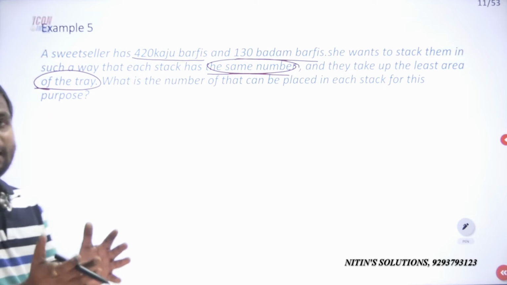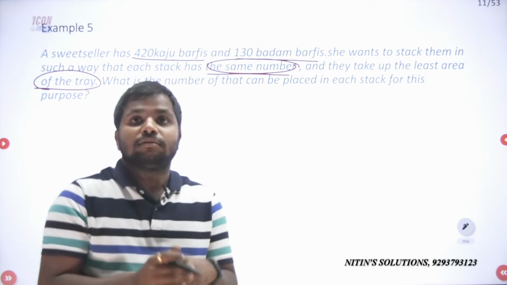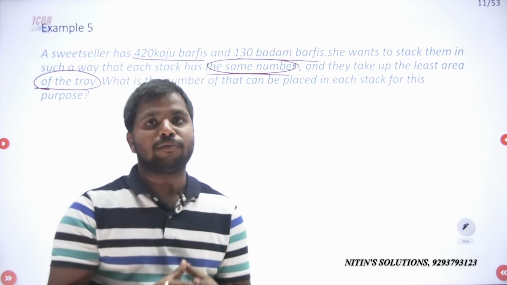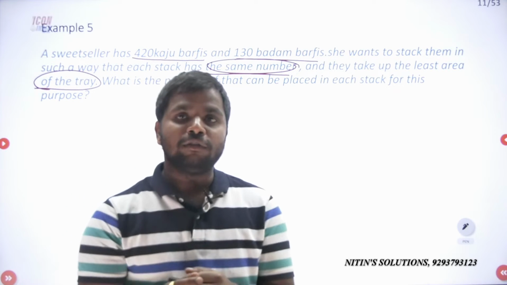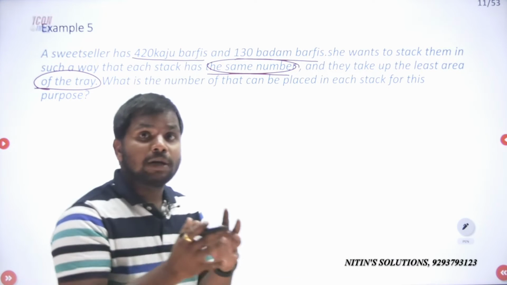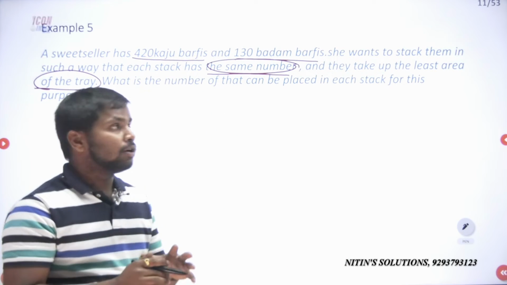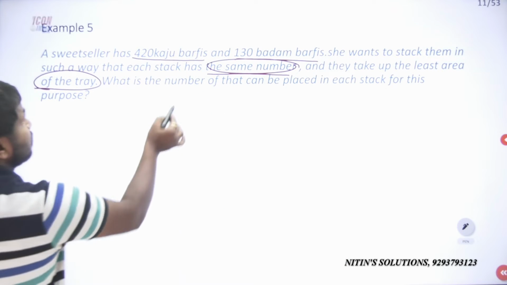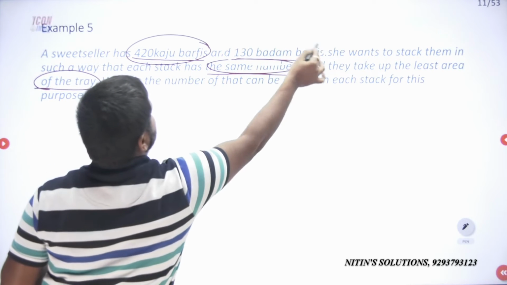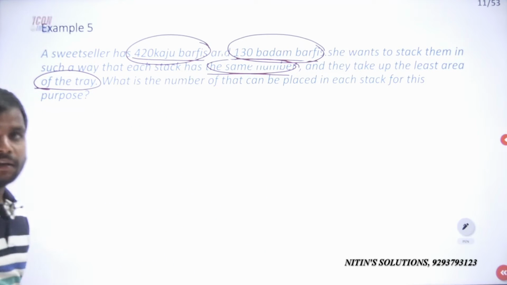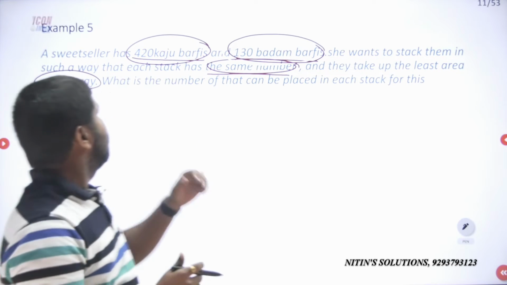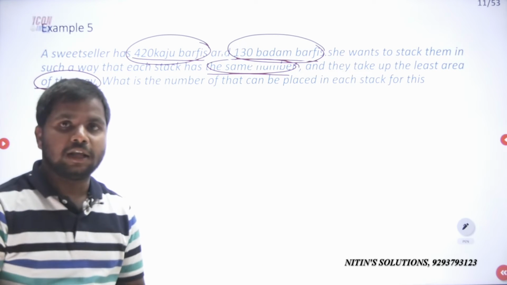So they are taking less area, in the sense that they are taking less number of boxes. In that sense, what we need to find is the maximum number of sweets in each box, the maximum number of same kind of sweets in each box. Same kind of sweets, in the sense what are the types of sweets we have? Kaju burfis and badam burfis. These two are the types of sweets we have. Now what we need to do is find the HCF of 420 and 130.